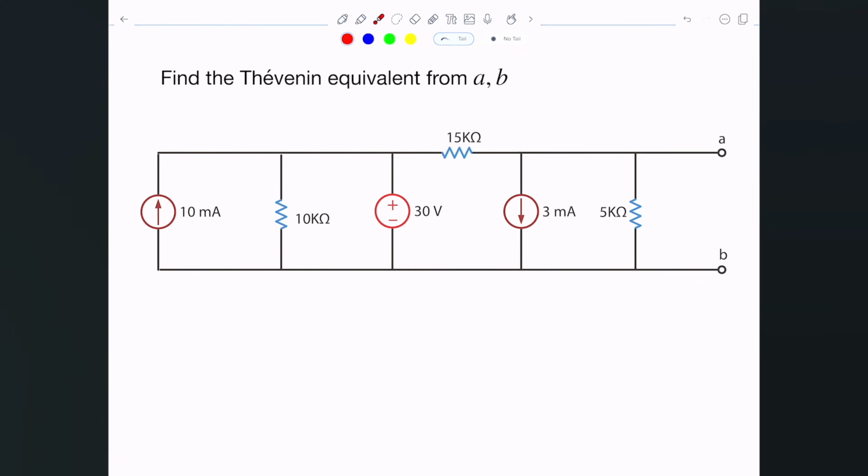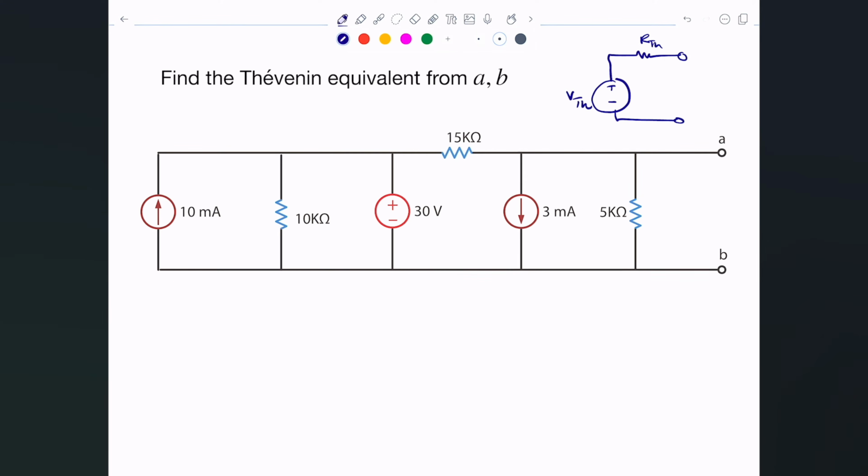In this example, we're being asked to replace this circuit with its Thevenin equivalent. And of course, the Thevenin equivalent is simply a voltage source, V Thevenin, which we should find, in series with a resistance, R Thevenin, which we'll also find. Okay, so let's start with the V Thevenin.